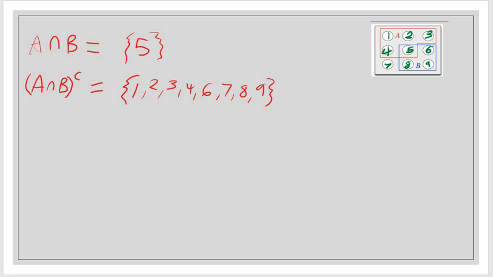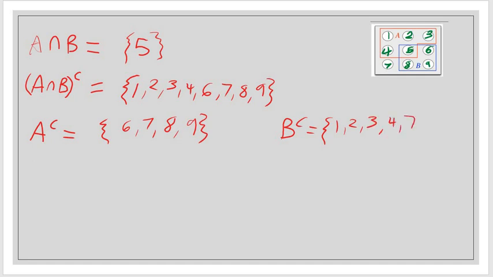Okay, so I can also take a look at the complement of A, which, as you'll notice from here, is 6, 7, 8, 9, all bundled together in a set. And I can take a look at the complement of B, and again, looking at my diagram, I want everything that's not in the blue box. So 1, 2, 3, 4, 7.